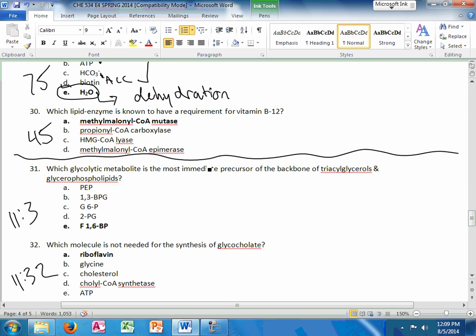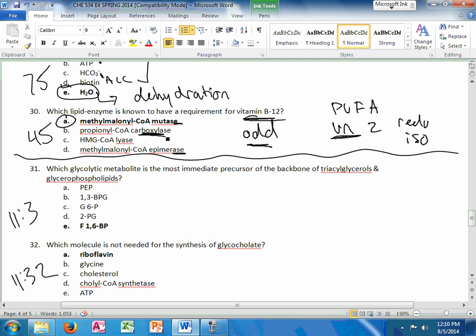Which lipid enzyme is known to have a requirement for B12? That's the mutase. So make sure you know your odd chain fatty acid requirements and your unsaturated or polyunsaturated fatty acid requirements. For the unsaturated, you need 2 enzymes, the reductase and the isomerase. And for here, you need the mutase, isomerase, and the carboxylase. Carboxylase requires biotin.